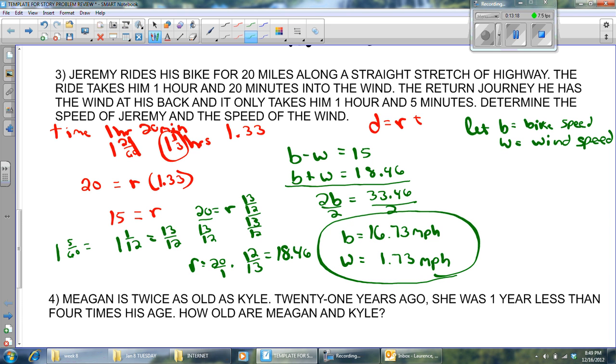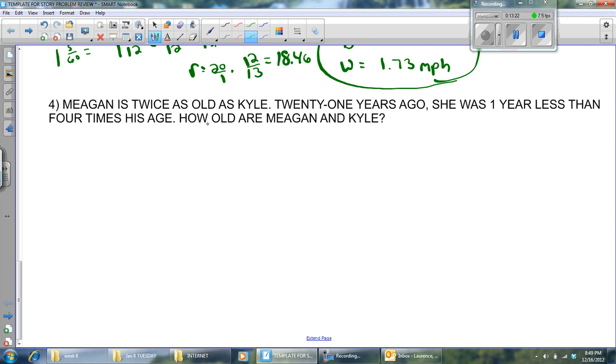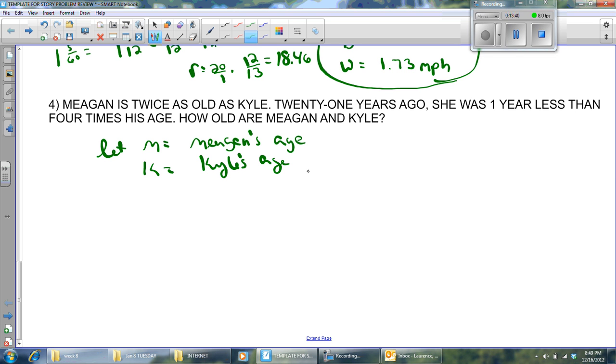Right there. Okay, last problem here. Megan is twice as old as Kyle. Let M equal Megan's age, K equal Kyle's age. Okay, so the first equation, Megan is twice as old. I got Megan, I got the Kyle. I want them to be equal. I have to double Kyle's age.